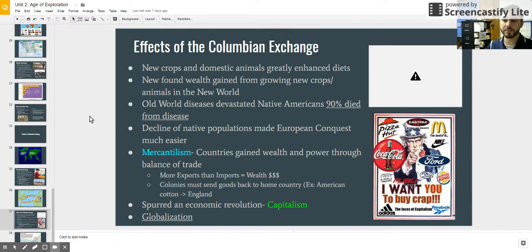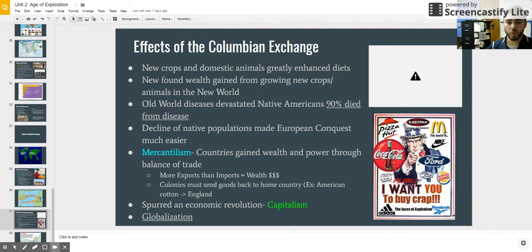All right, let's take a look at some of the effects. So what's so great about this? For starters, you have a lot of new crops. Potatoes were going to be really big in Europe, especially in Ireland and Russia and places like that. It really was very easy to grow and provided a lot of nutrients. So people's diets really improved. People were getting a lot more nutrients. There was a lot more food to go around, less starvation in certain areas. And so those New World items definitely helped in that respect.